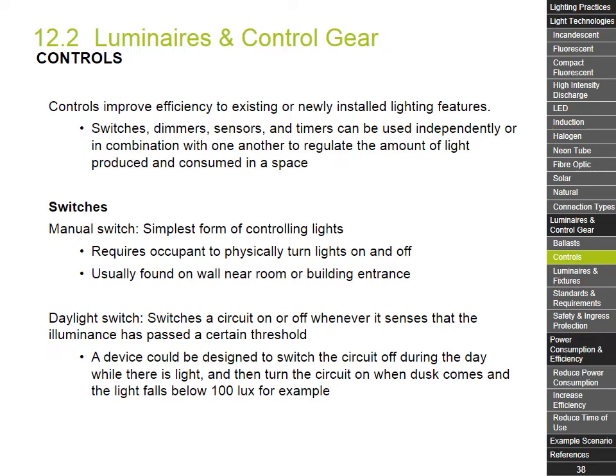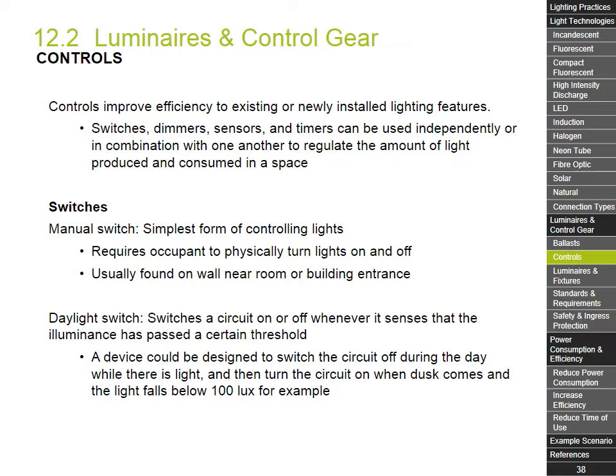Adding controls to a lighting system can improve efficiency. Control equipment includes switches, dimmers, sensors, or timers, or a combination of any of these, and can be independently installed to regulate the amount of light produced and consumed in a space.